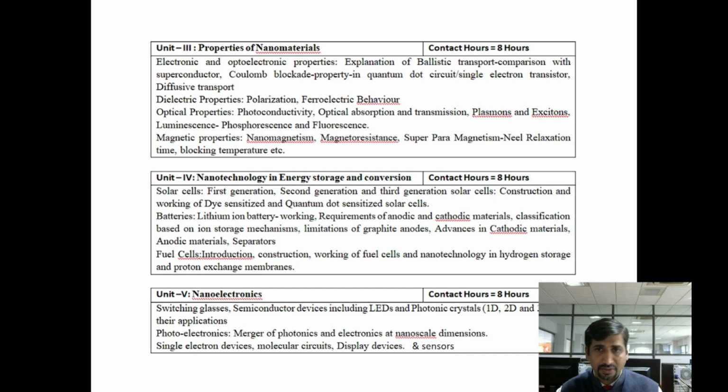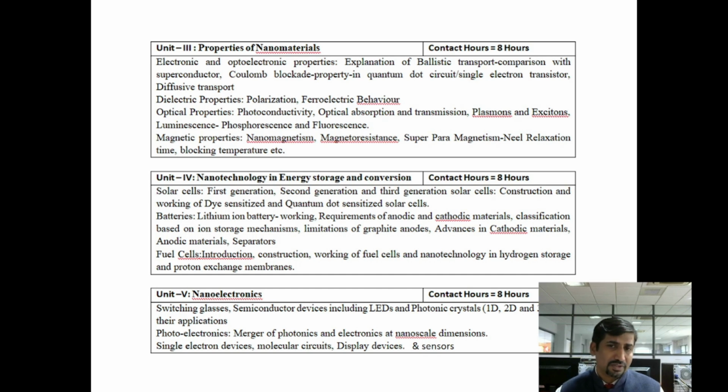That's what we use in storing of data, memory devices. Super paramagnetic materials we use, terabyte memory and all we talk about, we can store in these nanomaterials. And applications like solar cells: first generation we know are silicon based solar cells, second generation, and third generation we are talking about dye sensitized solar cells and quantum dot sensitized solar cells. They are all based on nanotechnology. And batteries, nowadays battery research is going on, lithium ion batteries we have.